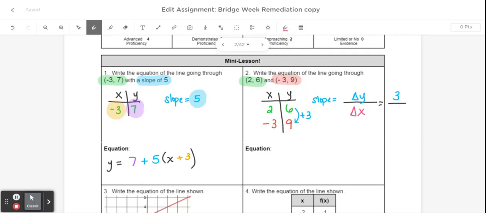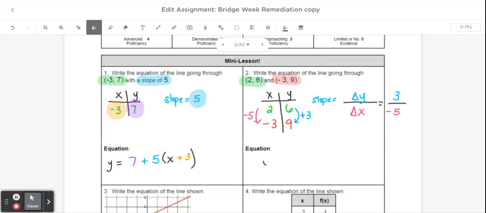And my change in x, I'm going from 2 to -3. So I'm going down by 5. So my change in x would be -5. So you're just using the numbers from the table to get your slope. Now you have a point. You actually have 2 points, so you have more than you need, and you have a slope. So we can write our equation.